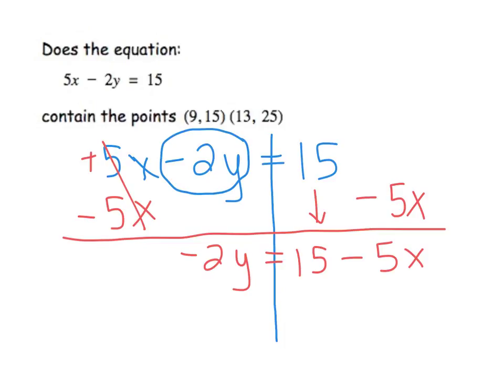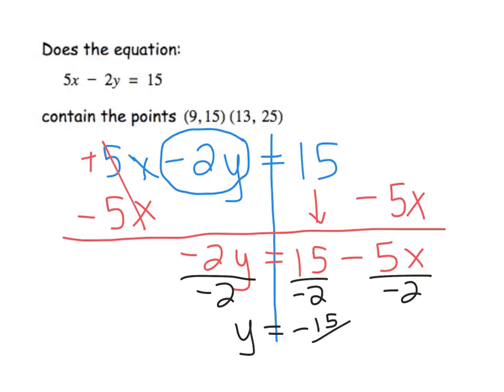So the inverse of multiplying is dividing, so I'm going to divide all three terms by negative 2. And that gives me y equals, and I'm going to leave them in fractions, negative 15 over 2. And then here I've got a negative divided by a negative. It becomes a positive 5 over 2x.